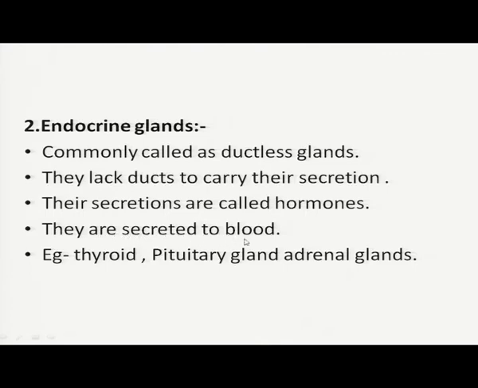They are secreted to the blood. Since they do not have any duct, how are they transported to different parts of the body to the target sites? So, it is carried by the blood stream to the different sites of action. For example, the thyroid, pituitary gland, adrenal gland, thymus gland. All these are examples of endocrine glands or ductless glands.